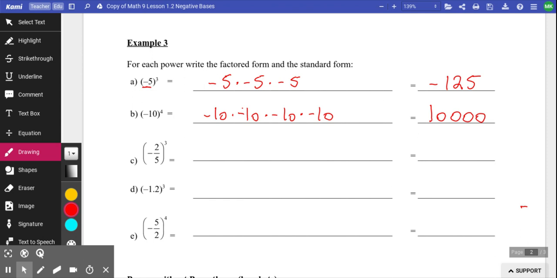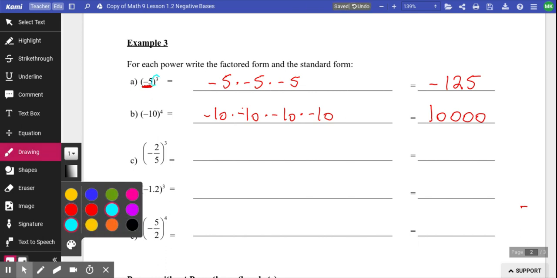So for A and B, you want to write it in factored form, then standard form. Factored form is taking the base, in our case negative 5, and then multiplying the base by itself however many times the exponent tells you. In this case, 3 times. So it would be negative 5 times negative 5 times negative 5. If you put that in your calculator, I know the answer is negative because the exponent was odd. So I got negative, and then 5 times 5 times 5 was 125. So I get negative 125 as my solution, or my standard form.